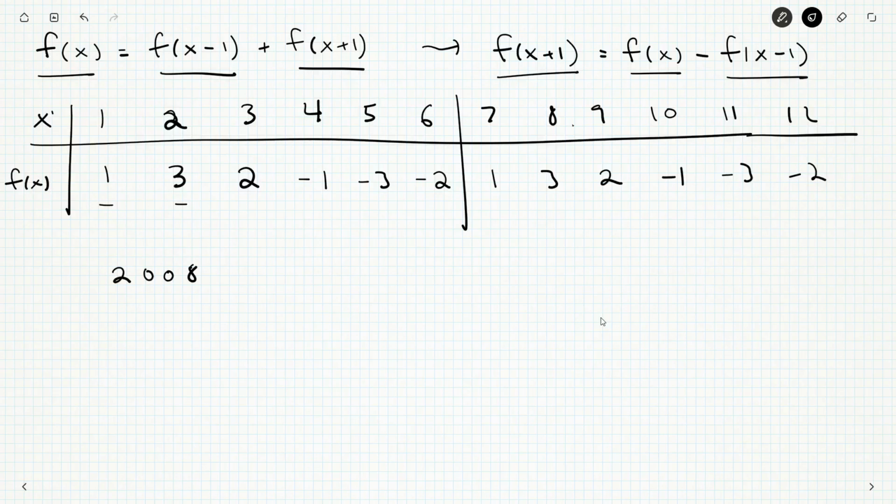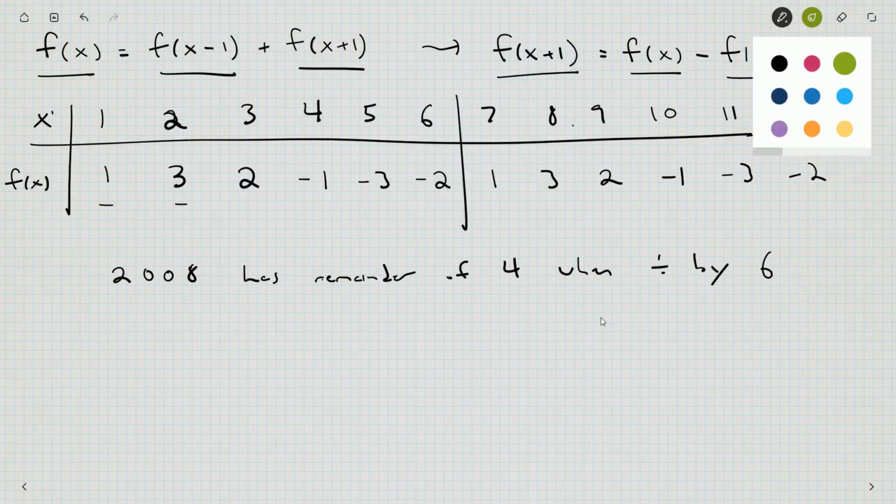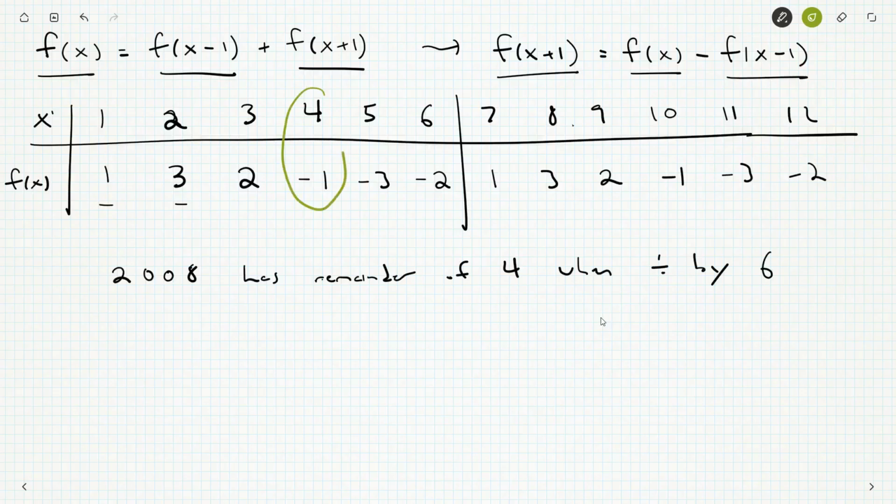So 2008 has a remainder of 4 when we divide by 6. And you can tell here, if our pattern repeats every 6, then it's just up to what the remainder is when we divide by 6. You notice 10 and 4 both have a remainder of 4 when we divide by 6. They're both minus 1. 16 will also have it, 22 and 2008. So we know our answer is going to be negative 1.